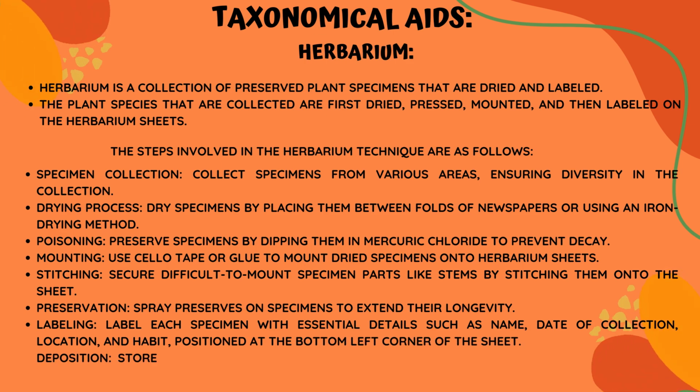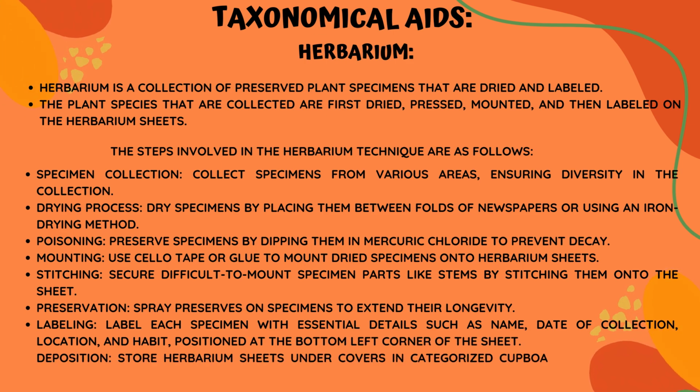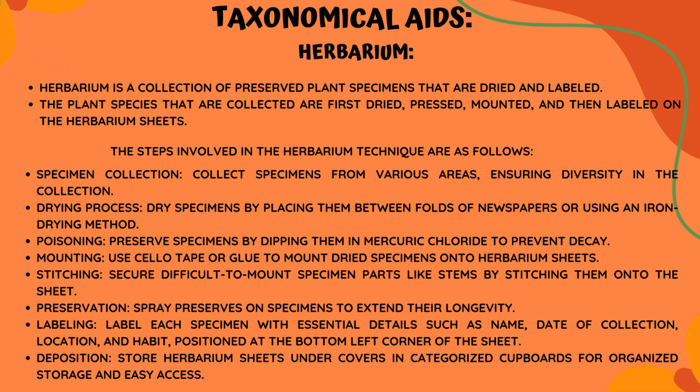By dipping the specimen in mercuric chloride, poisoning is done. With the help of cello tape or glue, the dried specimens are mounted on the herbarium sheets. Lastly, these herbarium sheets are deposited under herbarium covers, where the rest of the herbarium sheets are covered and packed. These herbarium sheets are stored in cupboards named under their category.